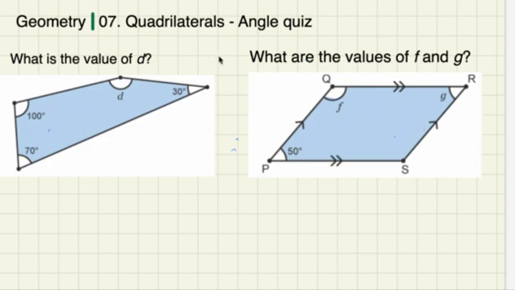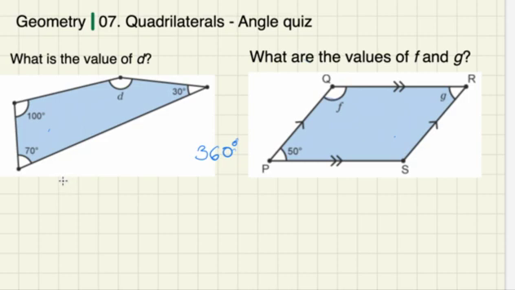I'm going to give you a little bit of time to work out what angle D is, what angle F is, and angle G. And the thing to remember, the golden rule about quadrilaterals, is that all the internal angles add up to 360 degrees. That's a bit of a hint. So if you'd like to put the video on pause, give it a go, working these out, and then come back.